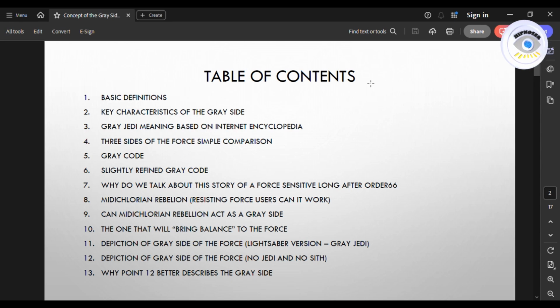Okay, let's get to our contents, which we will mention today. We will try to come up with some basic definitions of the grey side, the key characteristics. Then we will also mention the grey Jedi. We will show the comparison between the three sides of the Force. We will show the codes and its slightly refined version.